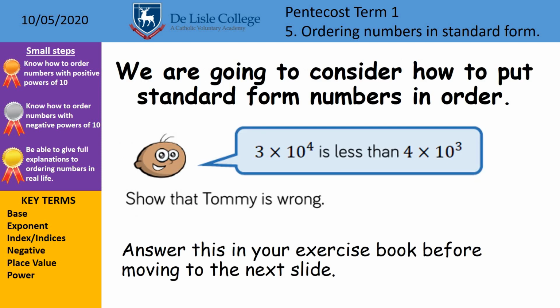So, here, Tommy says 3 times 10 to the power of 4 is less than 4 times 10 to the power of 3. Write this sentence in your book and then come up with your answer before you move on to the next slide.